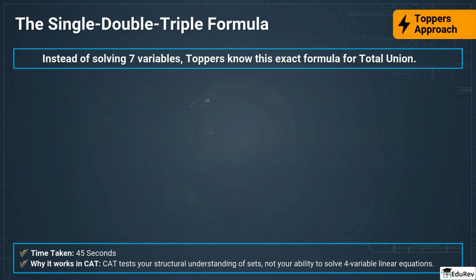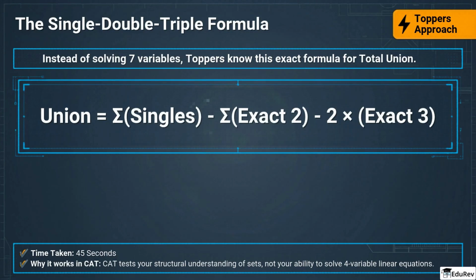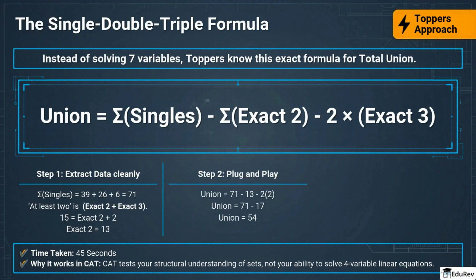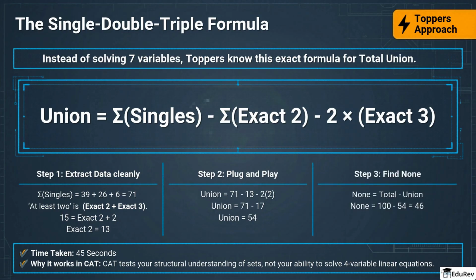Instead of solving every region separately, CAT often rewards direct use of the union structure. Total union can be expressed in terms of the singles, the exact 2 overlap count, and the exact 3 overlap count. In the example on the slide, the sum of the single set counts is 71. The at least 2 information lets you reconstruct the exact 2 and exact 3 parts, and from there, the union becomes 54.